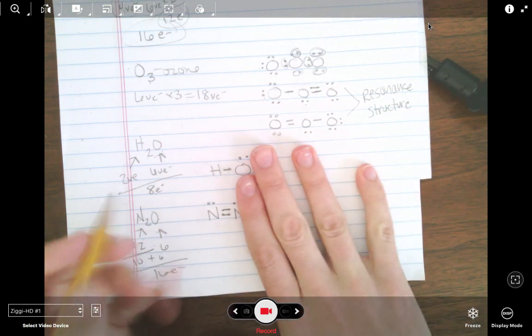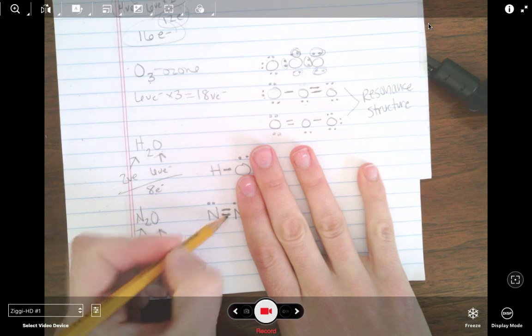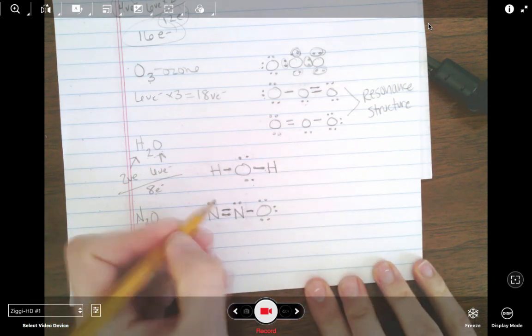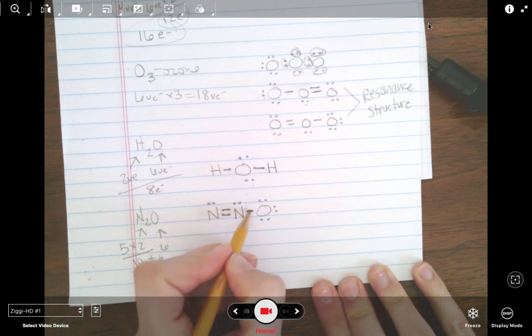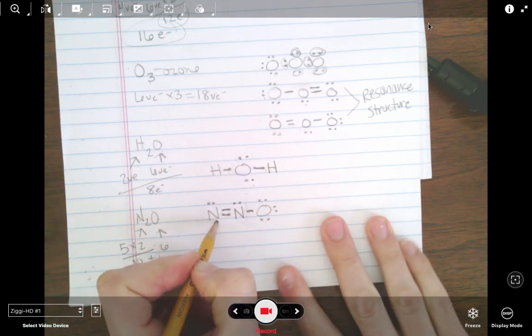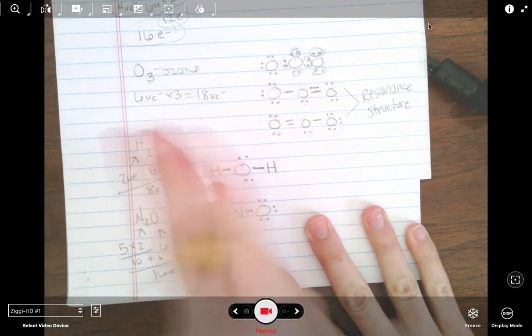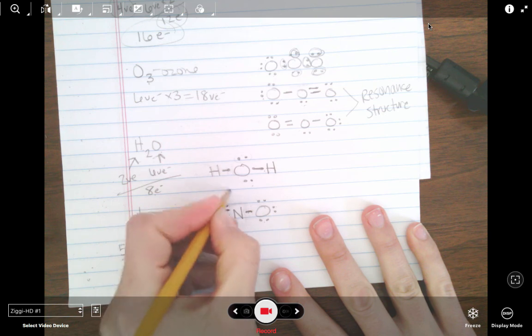So now I'm going to go through and make sure that I have 8 electrons. So this nitrogen has 2, 4, 6, so that's not good. This nitrogen has 2, 4, 6, 8, that's good. And the oxygen has 2, 4, 6, 8. Perfect. So this nitrogen is the only one that hasn't had the octet rule completed. So what I'm going to do is I'm going to steal from the center and create a triple bond.